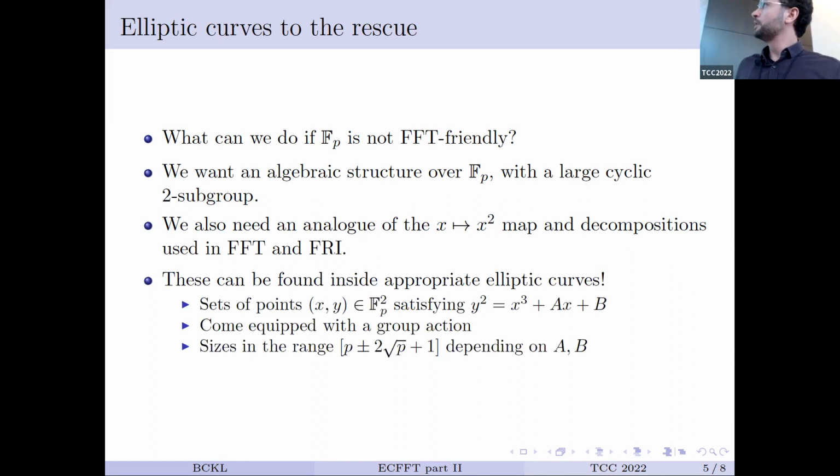So very briefly, what are elliptic curves? They're sets of points with 2 coordinates from the field that satisfy some cubic formula. It turns out that these things always come with some group structure on them, so you can add 2 points and get a third point. What's very important is that their size is not always just p-1, but can cover the whole range from p+1 minus 2 square root p to p+1 plus 2 square root p. And in particular, there might be numbers divisible by large powers of 2 in that interval.